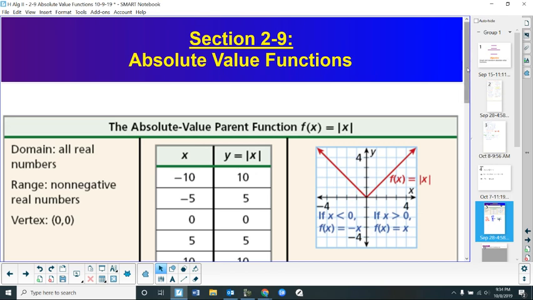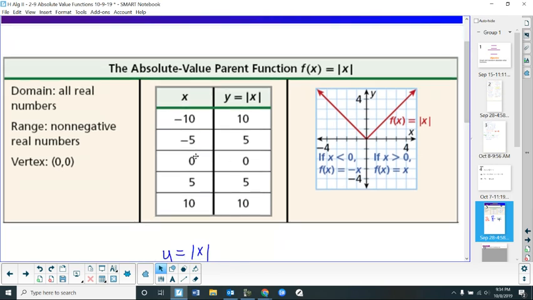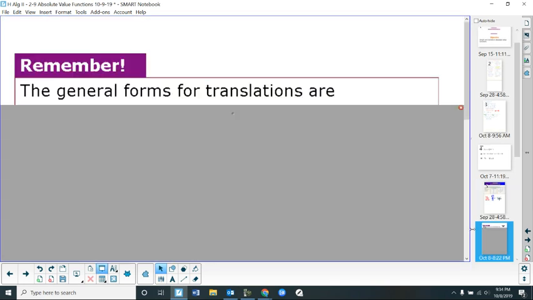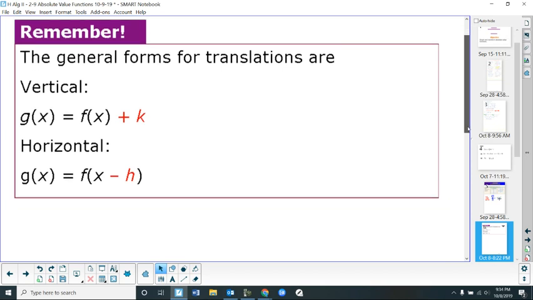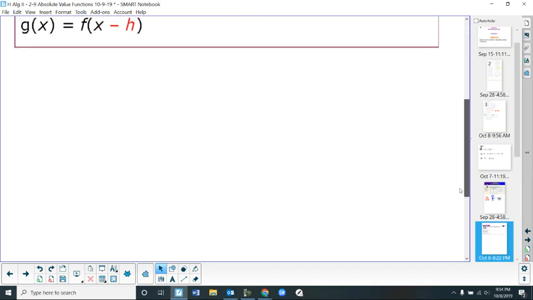And here it is again in the chart. So they use -10, -5, 0, 5, and 10. Absolute value of -10 is 10, and so on. So it's the same thing. We got our domain, our range, and our vertex. This next part is exactly what we learned for linears earlier this year. I think it was maybe section 2.6, but I'm not 100% sure.